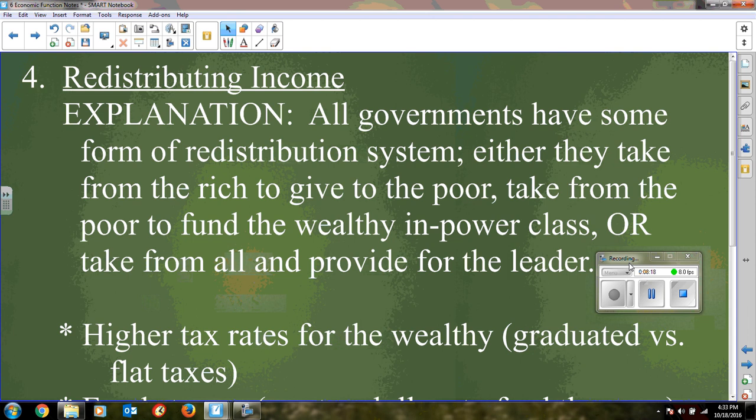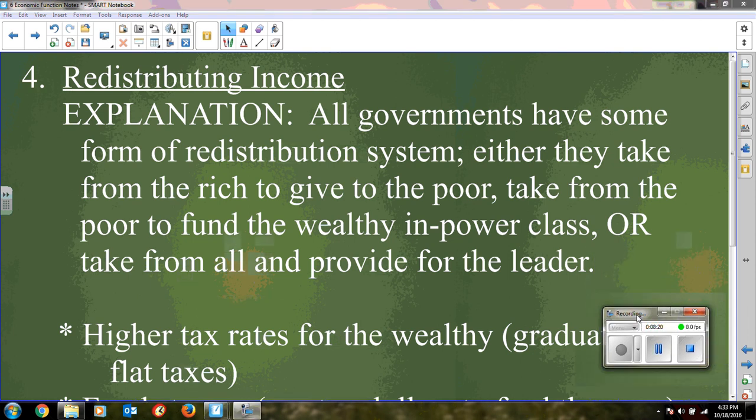To redistribute income. To redistribute the income means that all governments have some way of taking the money from one group and giving it to another, whether they give from the rich to the poor, or from the poor to fund the wealthy in-power class, or they take it all to provide for the leader. This is a huge issue right now in the debate between Hillary Clinton and Donald Trump. Hillary Clinton is running on the platform of taking from the rich and redistributing it among the people, the middle class and the lower class.